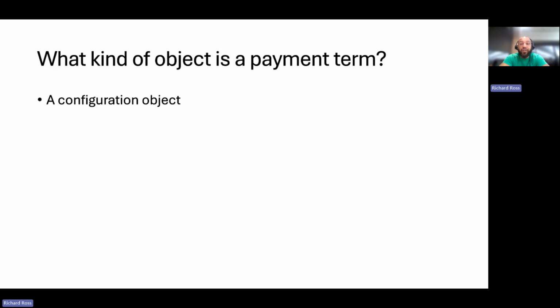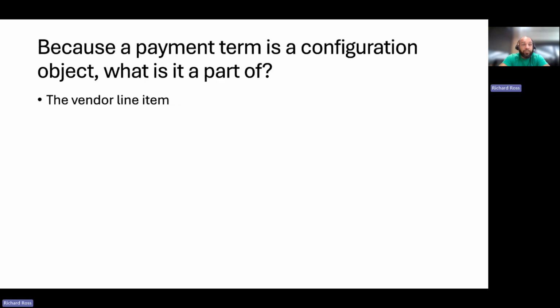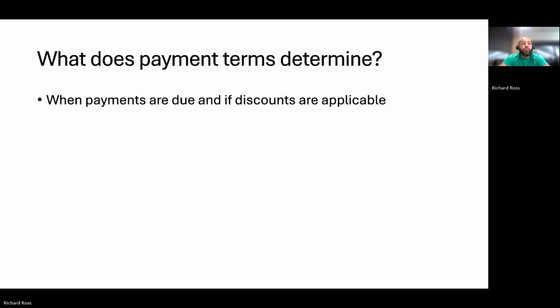What kind of object is a payment term? A configuration object. Because a payment term is a configuration object, what is it a part of? The vendor line item. What do payment terms determine? When payments are due and if discounts are applicable.